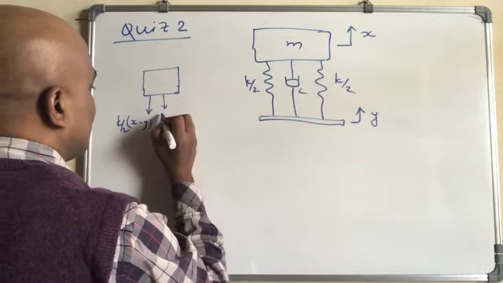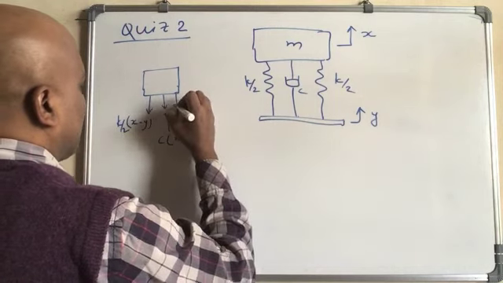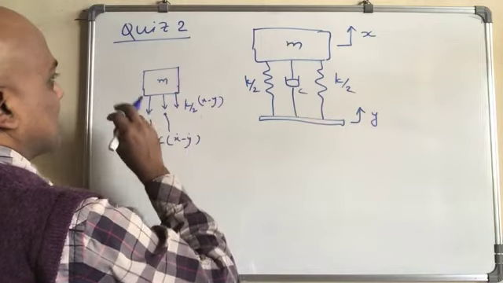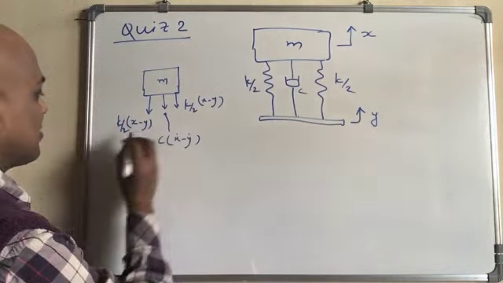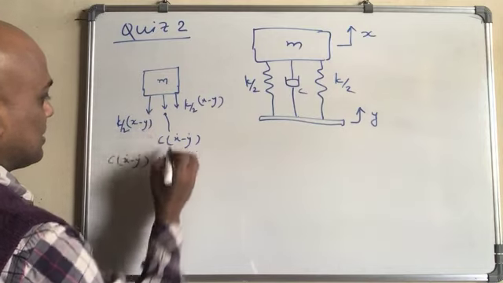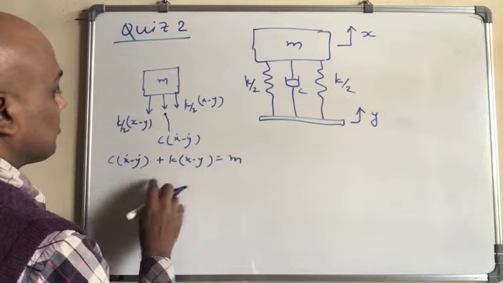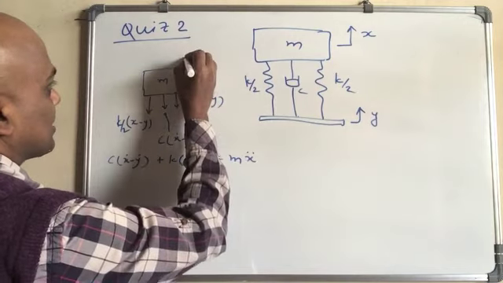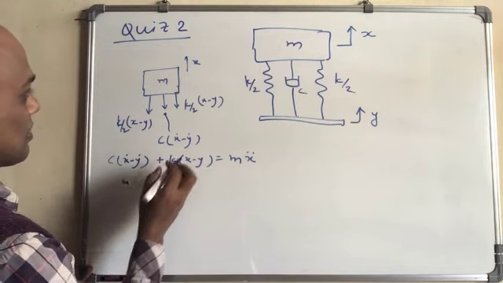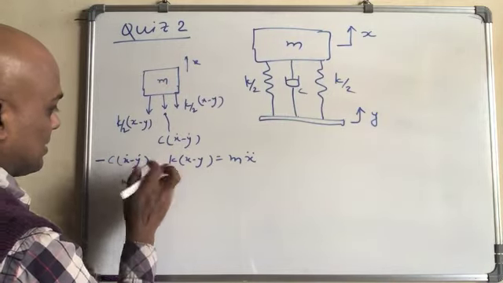And similarly, this is going to be c times x dot minus y dot, and here it will be again k over 2 times x minus y, and this is the mass, going that way. So for acceleration, we are going to sum these forces, and what we get is c times x dot minus y dot plus, both we add, so it becomes k times x minus y equal to m x double dot, right? So this is x, right? Okay, and hence the equation becomes m, we have to also have minus because this is in the negative direction, so it should be minus here, like this.